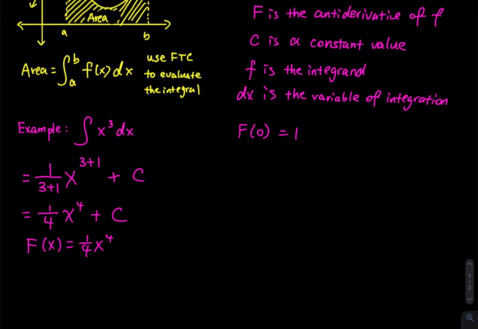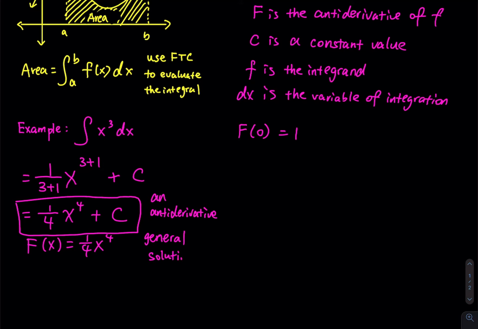So why do we need to add plus c? When you find an answer like this, 1 over 4 x to the 4 plus c, we call this an antiderivative. Another name for this is the general solution, because we don't know what the constant is. But how do we find the constant? To find the constant, I have to give you another condition.